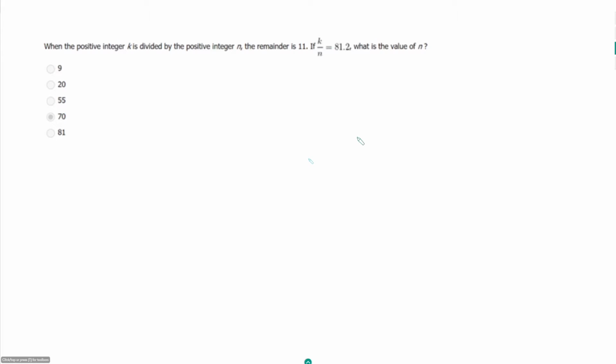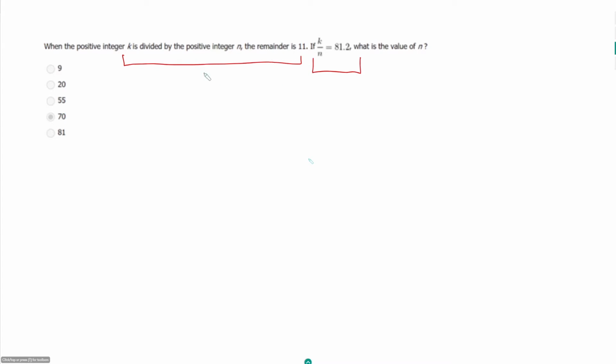So I find this to be a fairly tricky problem because I am used to thinking of remainders in this format, where they say something over something is equal to some quotient with some remainder that is an integer, but I am not used to thinking of remainders in decimal form like they have here. And really what they are doing in this question is asking you to link these two things together.